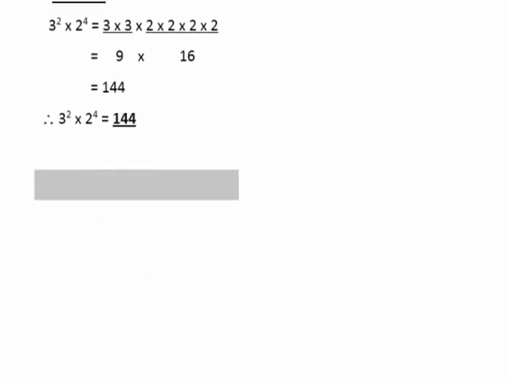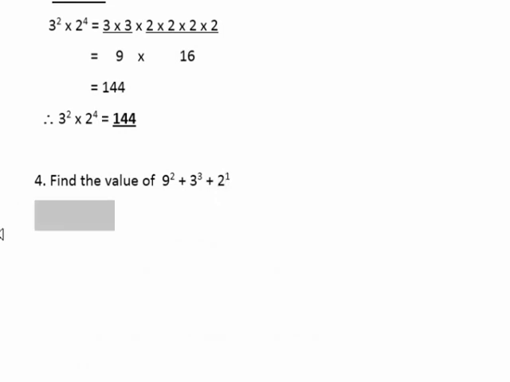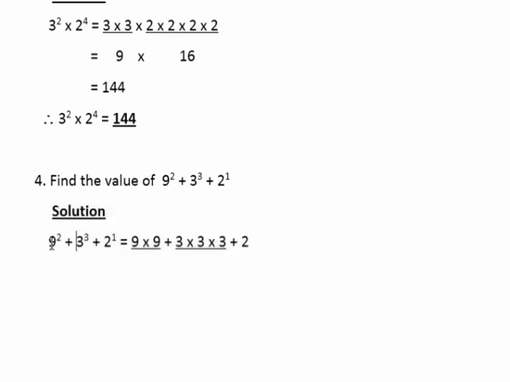Example number 3. Find the value of 9 squared plus 3 cubed, or 3 power 3, plus 2 power 1. Be careful here, 2 power 1. Solution: we have to expand it also. 9 squared is equal to 9 times 9, we know it, plus here, this plus is here. 3 cubed, or 3 power 3, is 3 times 3 times 3, and plus is here, plus. Remember, 2 power 1 is only 2, we put only 2.